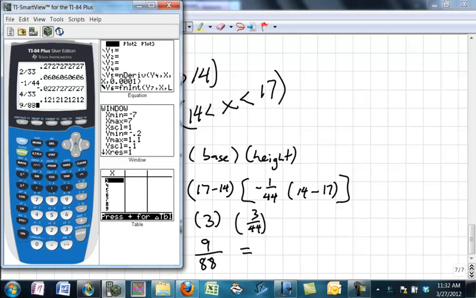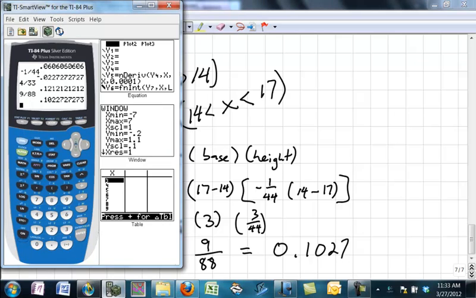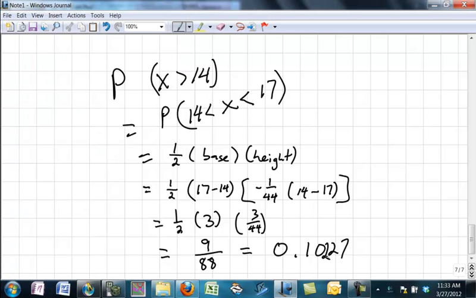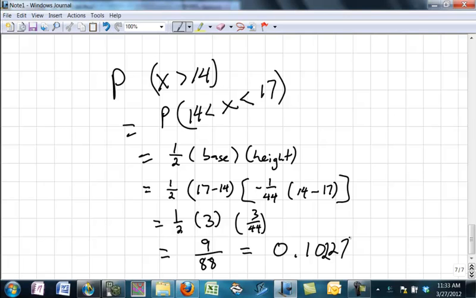Okay, 0.1022727, excuse me, 0.10227, and then 2727 from there on out. So here's the exact value. The 2 and the 7 are the repeating digits. So to 4 places, that's 0.102, and then the 27 is going to round off to 3.